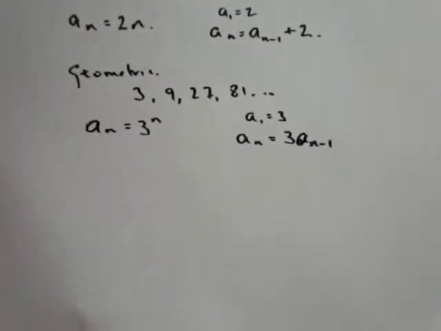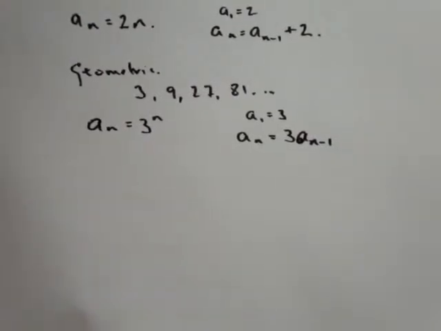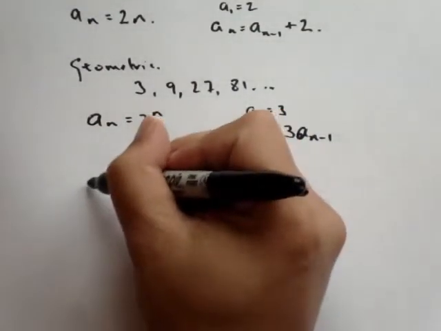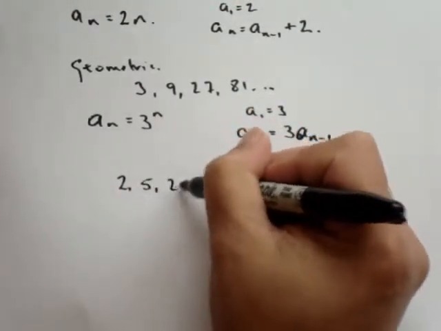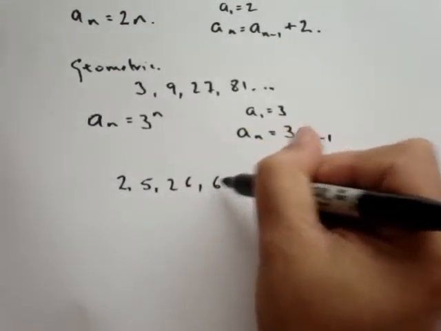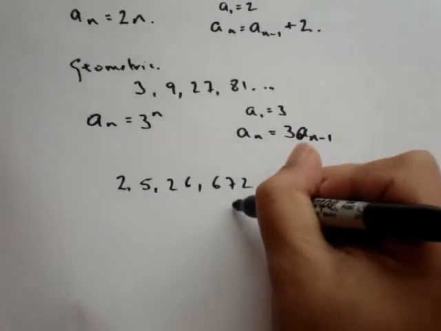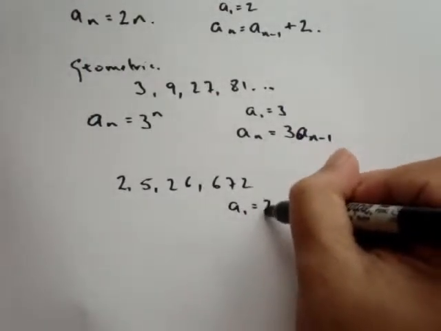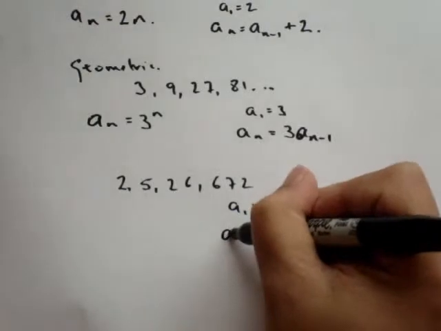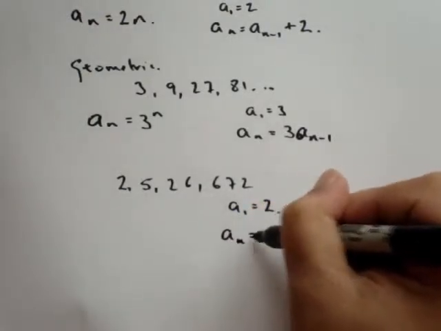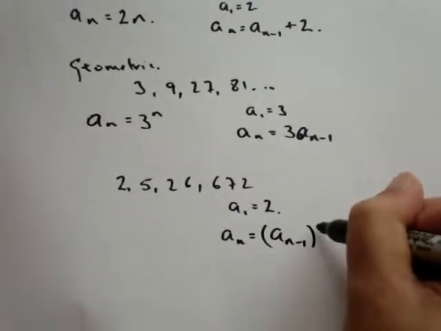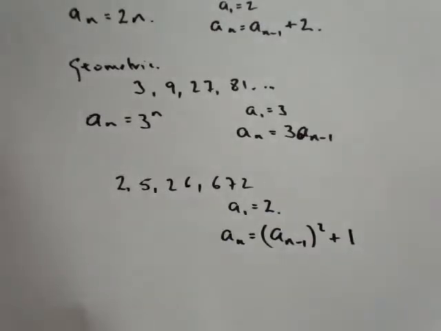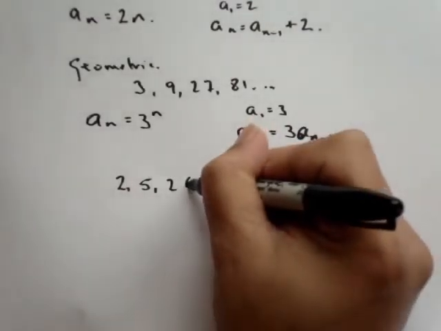Similarly, another sequence, so this one is not geometric or arithmetic, so this one would be 2, 5, 26, 677. Our a1 is 2, the first term is 2, and our recursive formula becomes a n equals a n minus 1 squared plus 1. So it's the previous term squared plus 1.